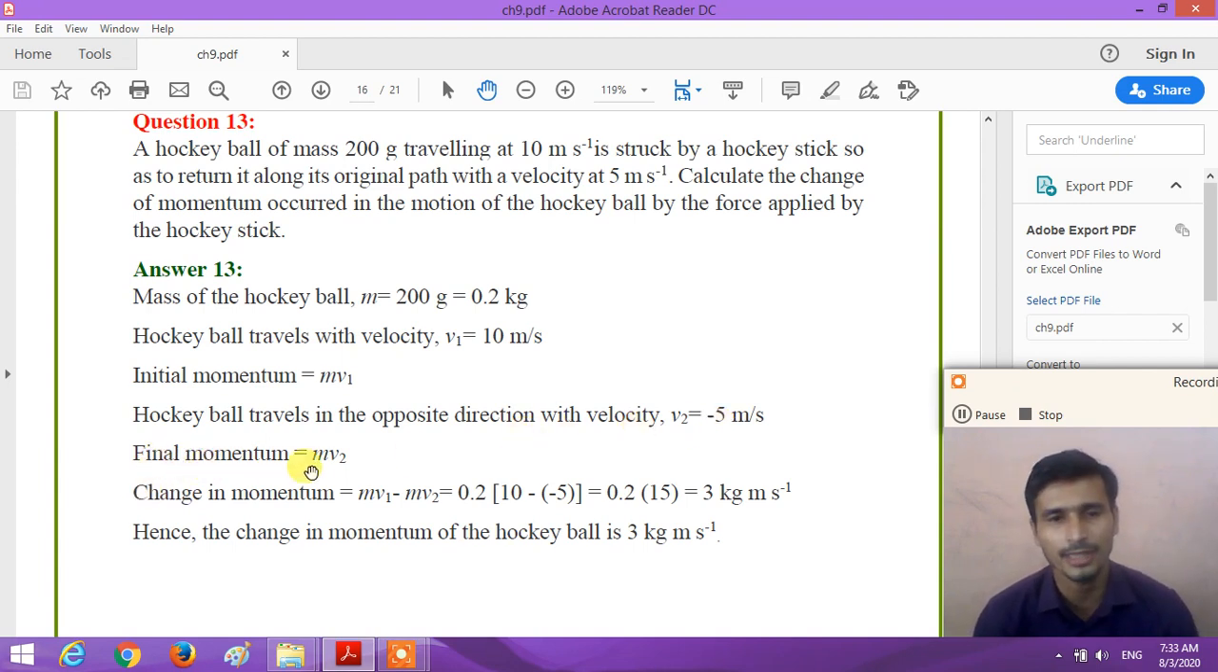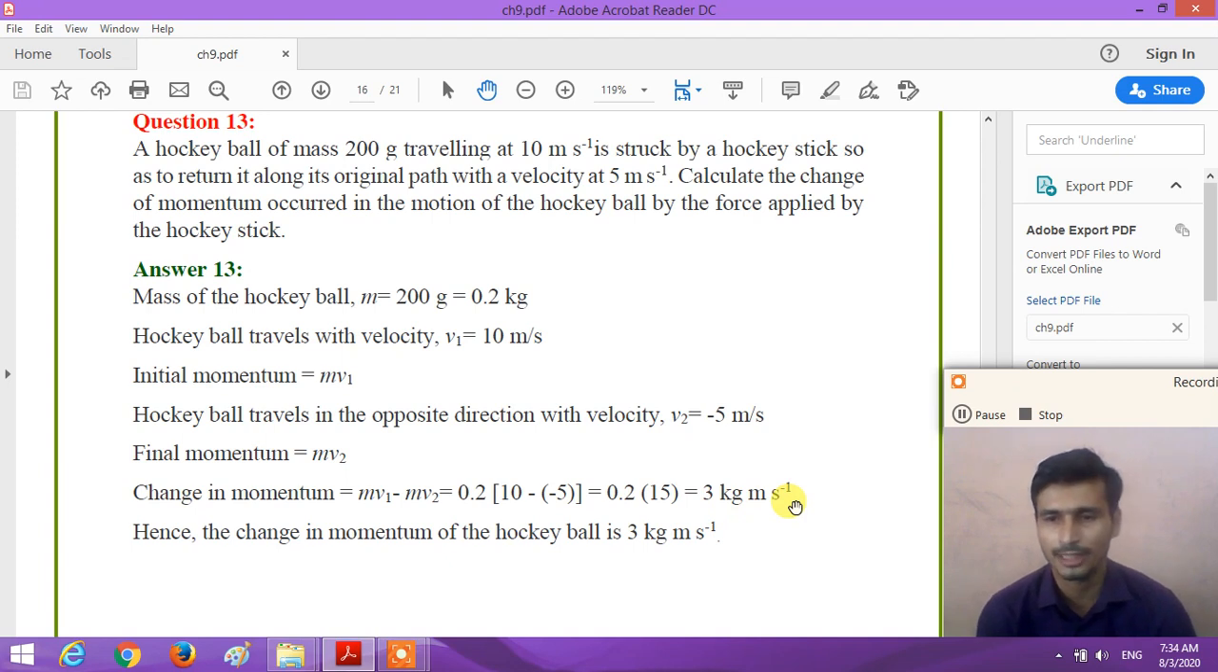So the final momentum is m into v2, right? So the initial momentum is m into v1, the final momentum is m into v2. So the change in momentum, that means the initial momentum minus the final momentum. So here the mass 0.2 into velocity 10 minus mass 0.2 into velocity minus 5. So if you calculate, we get the change in momentum as 3 kilogram meter per second. Here the 3 kilogram meter per second is the change in the momentum.